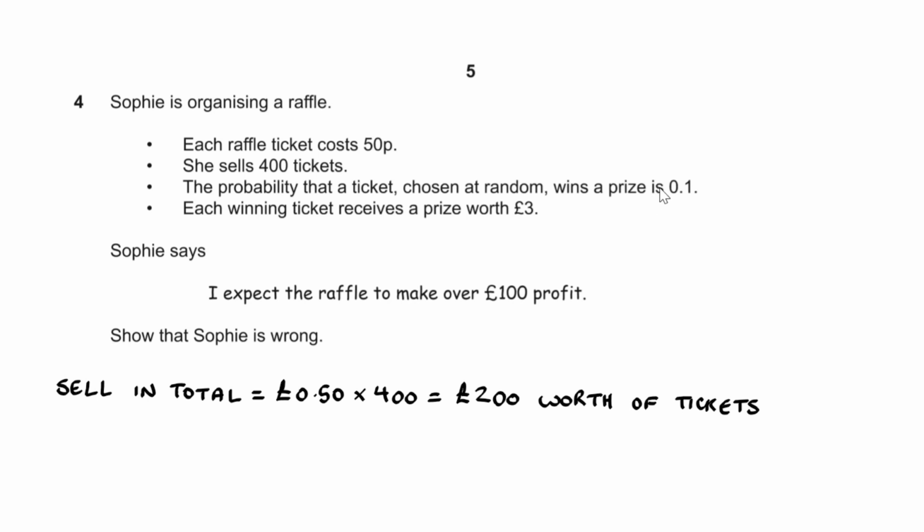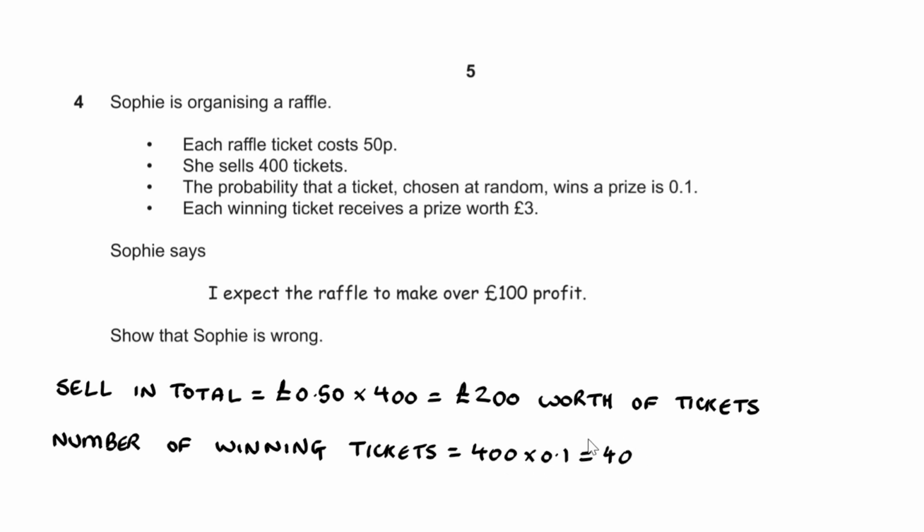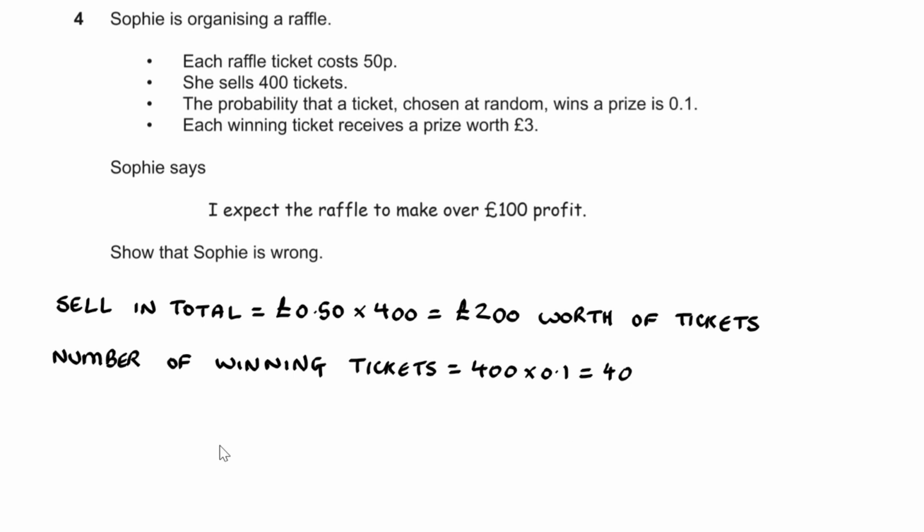Now, if the probability of winning a prize is 0.1, then the number of winning tickets, we would have 400 multiplied by 0.1, which is 40. So 40 people win, and therefore, if 40 people win, she would have to pay out 40 times by £3. So she would have to pay out £120.